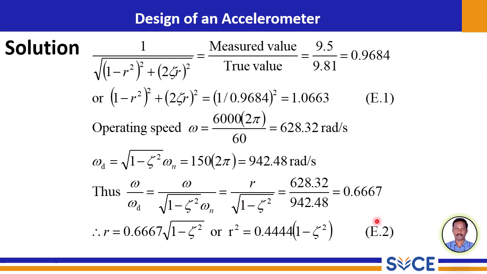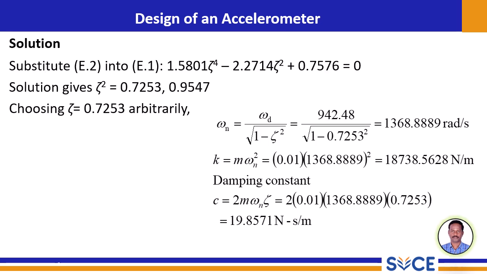Solving these equations, we get equation number 2 in the form of R square equal to 0.441 minus damping ratio square. So we have the two equations. We have to further see and solve it.